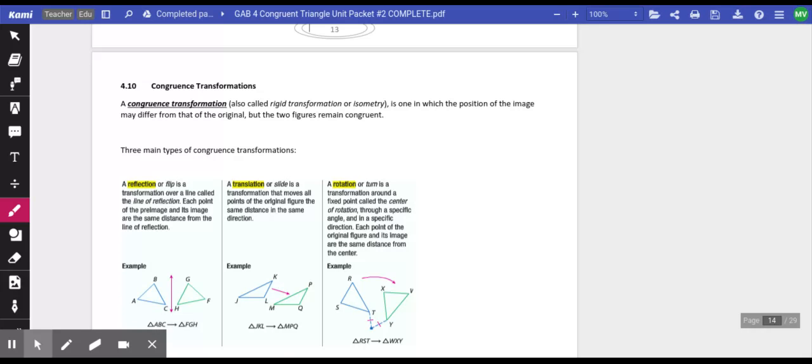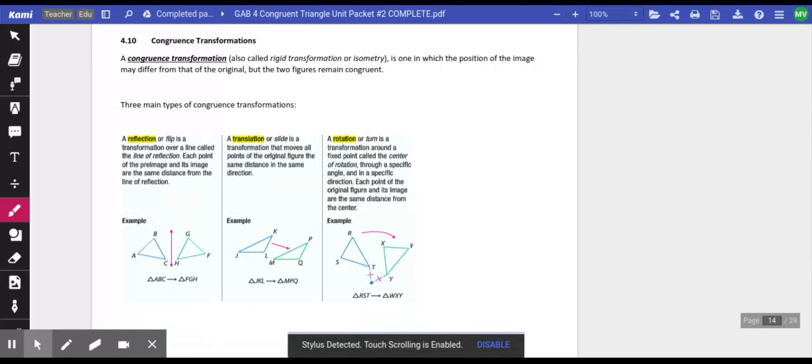So a reflection, or a flip, is the transformation of a figure over a line called the line of reflection. Each point in the pre-image and its image are the same distance from the line of reflection. So I would flip triangle ABC over the red line and it would land on top of FGH so that A would be on F, B on G, C on H.